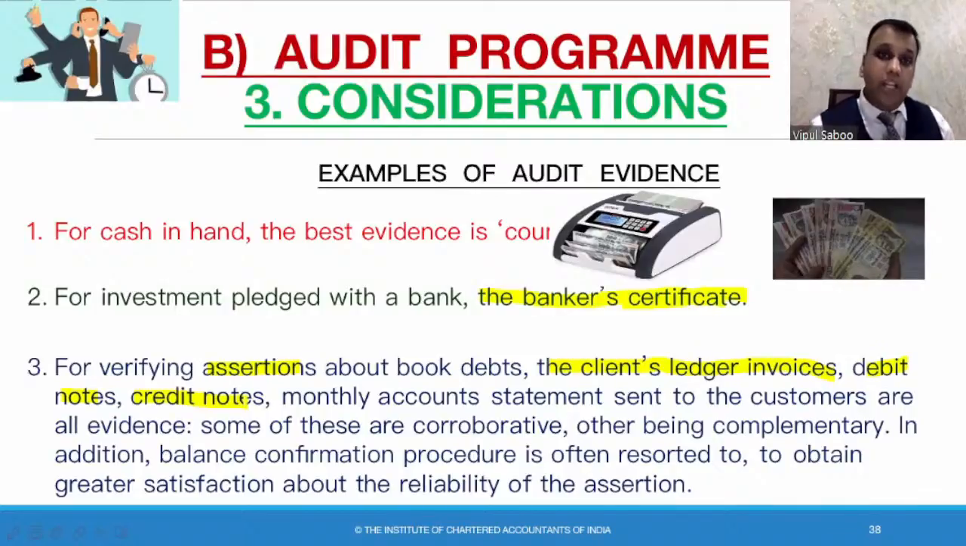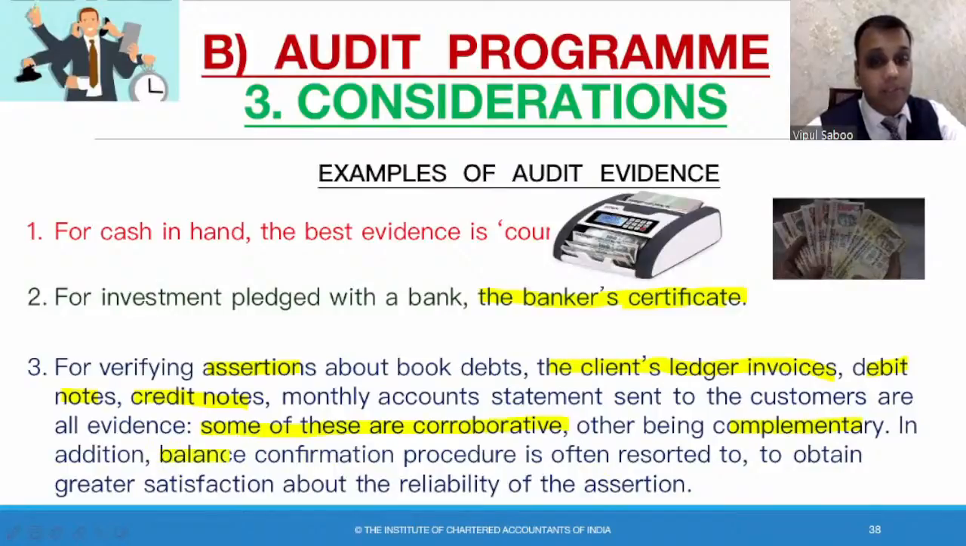So you have to tally all the documents to reach at the value of debtors shown by them in their book of accounts or the creditors. Some of these are corroborative. Corroborative, you will get this term in chapters to come. Corroborative means supporting each other, additional. Other being complementary. In addition, balance confirmation procedure is often resorted to.